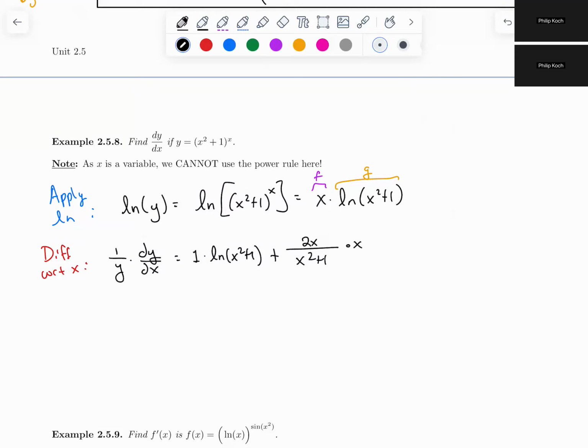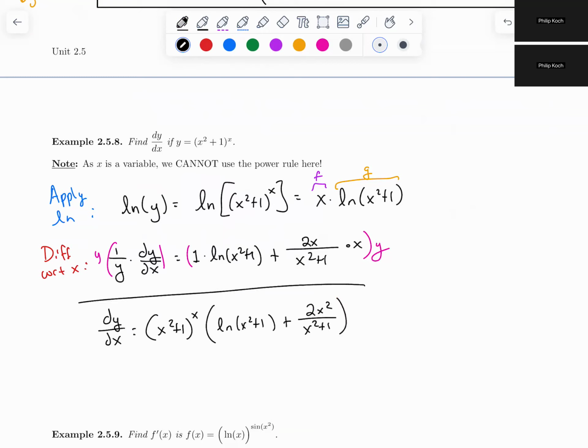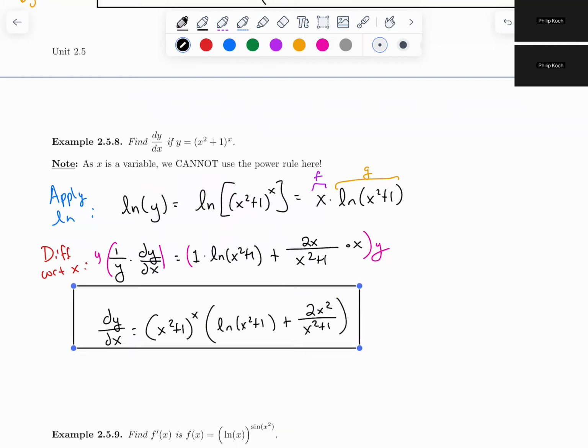At which point I multiply both sides by y, because I don't want 1 over y times dy dx equals something. I want dy dx equals something. So I multiply both sides by y. And I get that dy dx is equal to x squared plus 1 to the x times natural log of x squared plus 1 plus 2x squared over x squared plus 1. And that is my derivative. This function cannot be differentiated unless we know about logarithmic differentiation.